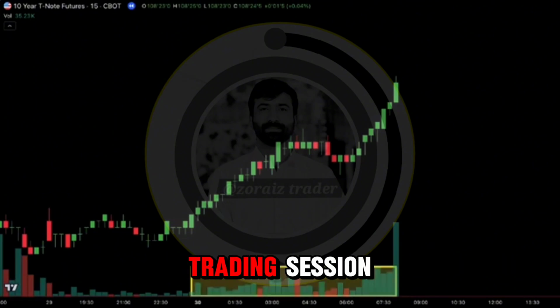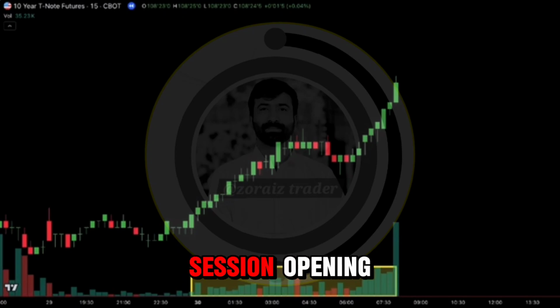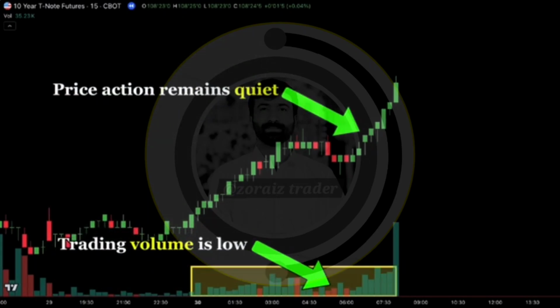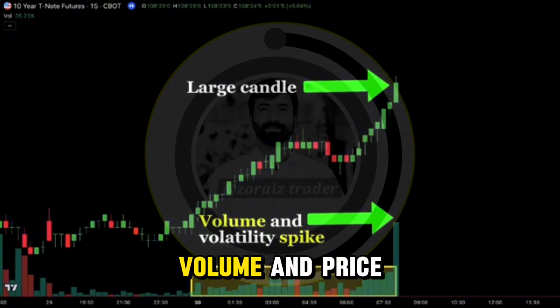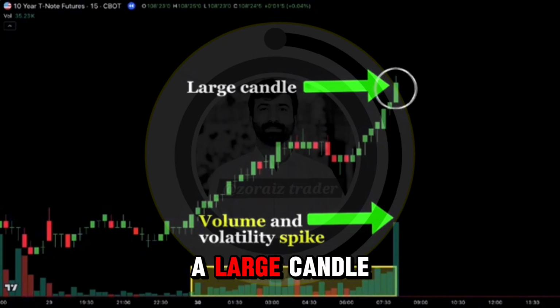During the United States trading session, market activity significantly increases. Prior to the session opening, trading volume is usually low and price movements are subdued. However, when the market opens, there is often a sharp spike in both trading volume and price. This increase typically leads to the formation of a large candle, signaling the short-term direction of the market.